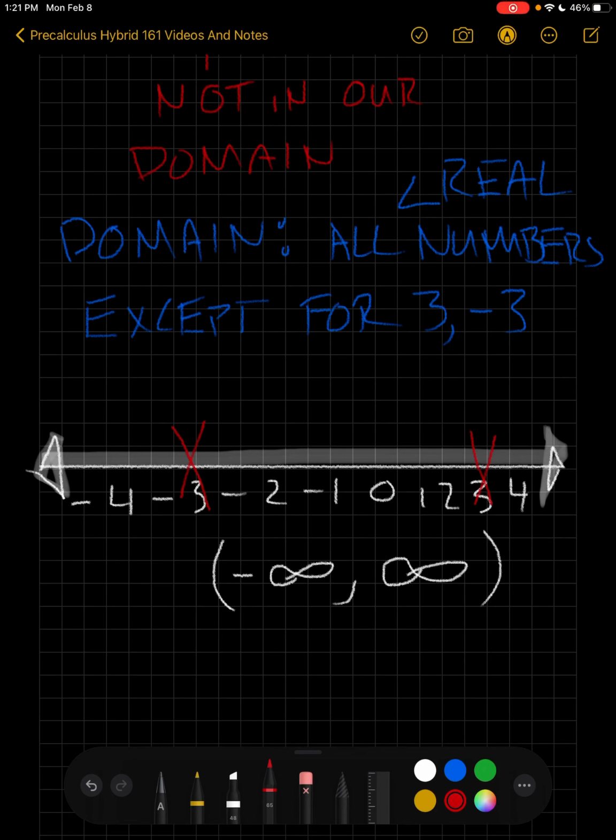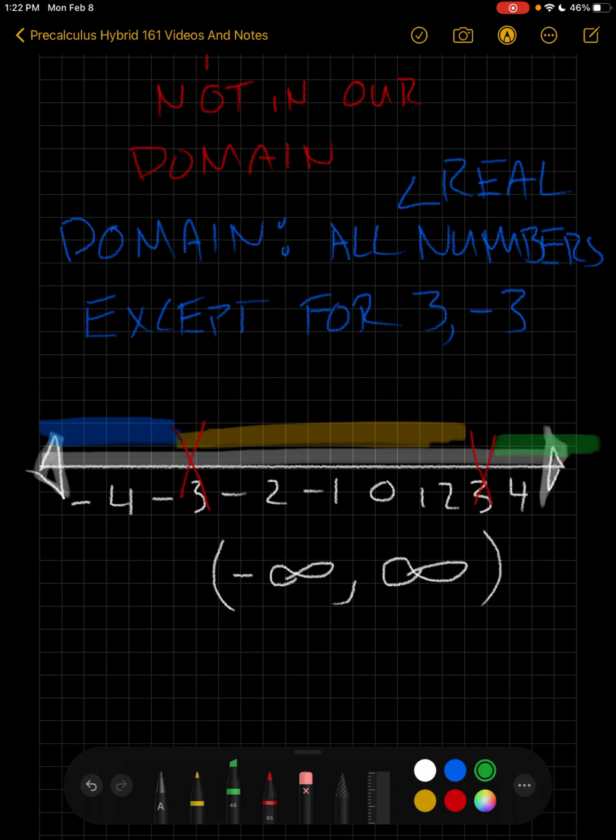So now what we want to do is say in interval notation, all the numbers between -infinity and -3. And we want to say all the numbers between -3 and +3. And we want to say all of the numbers between +3 and positive infinity. We don't want to include 3 and -3. That's why we have these big X's here. We're going to cut those out.